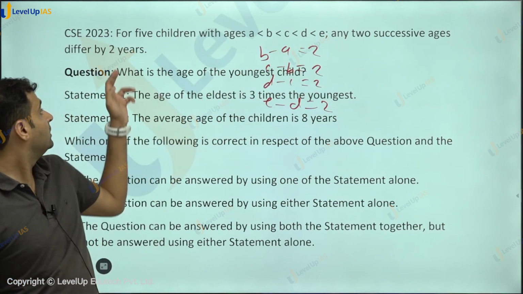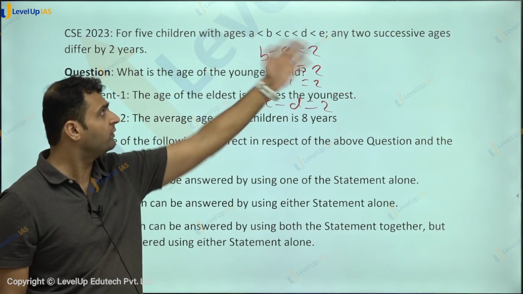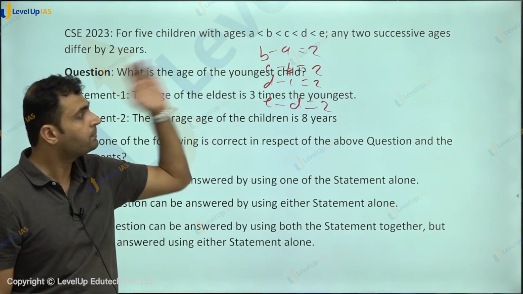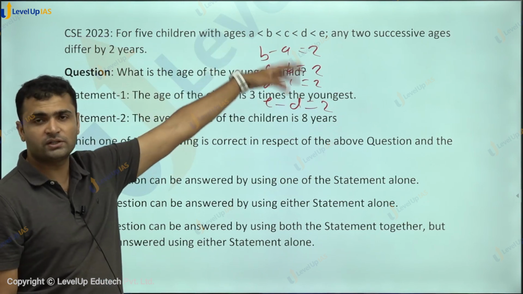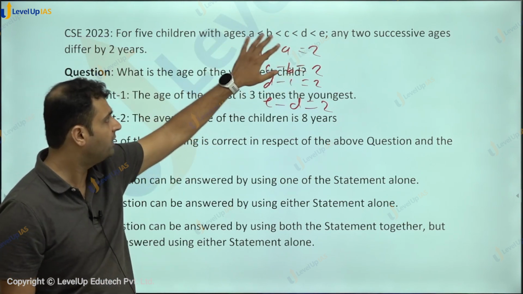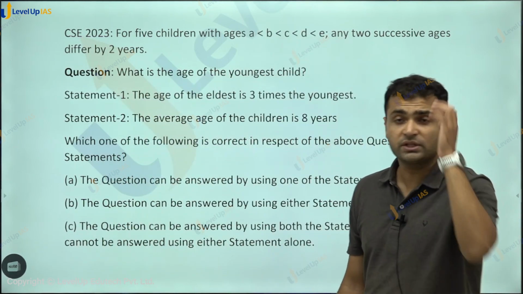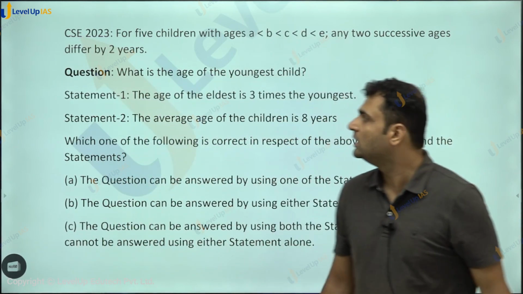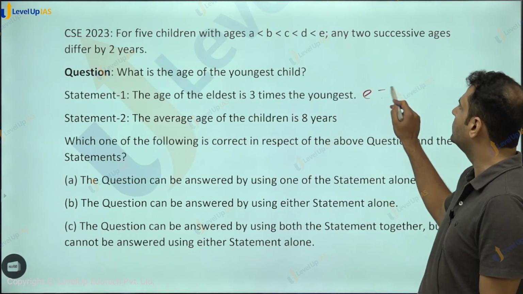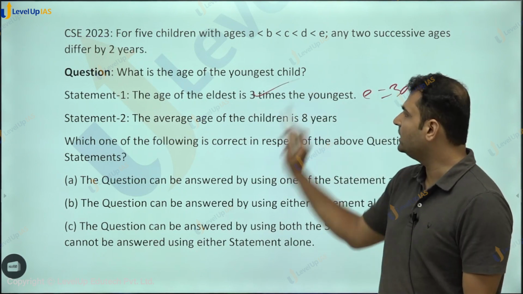Question is, what is the age of the youngest child? So the value of A. But if you know the value of any of them, you can find out the value of the other children easily, because the difference is 2. We have already 4 equations and 5 unknowns. We need one more equation. So let us see which statement gives us one equation which is different from these. First statement, the age of the eldest is 3 times that of the youngest. So E is equal to 3A. It's a new equation. So statement 1 is sufficient.